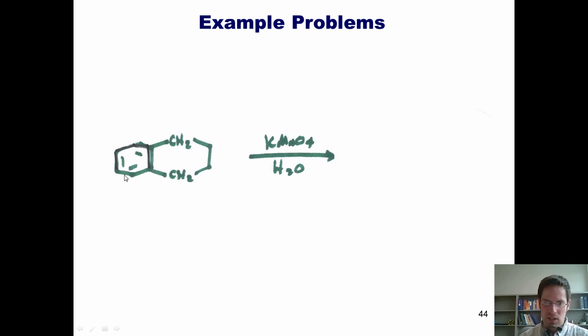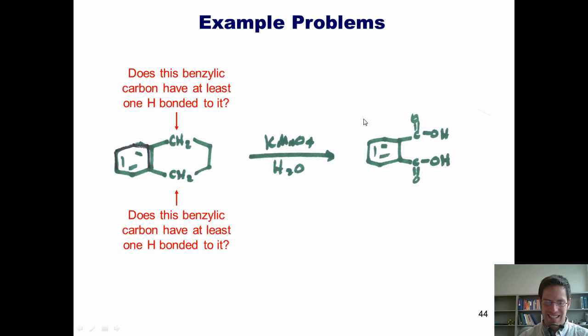Here's one last crazy one. When we react this product with KMnO4 and water, what in the world happens? Well, I have to ask myself, are there benzyl carbons that are attached to at least one hydrogen? Yes, there are. There's one here, and there's one here. So what does it do? It turns both of them into benzoic acid.